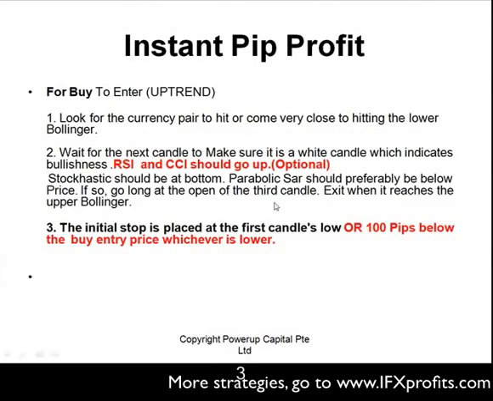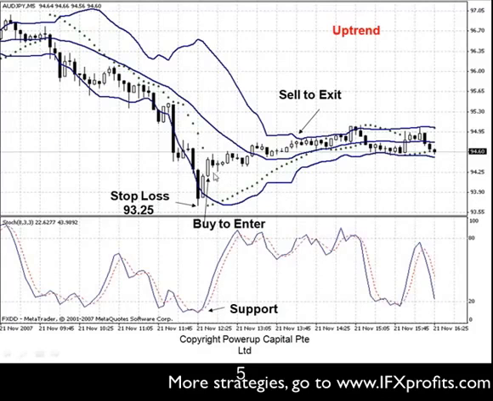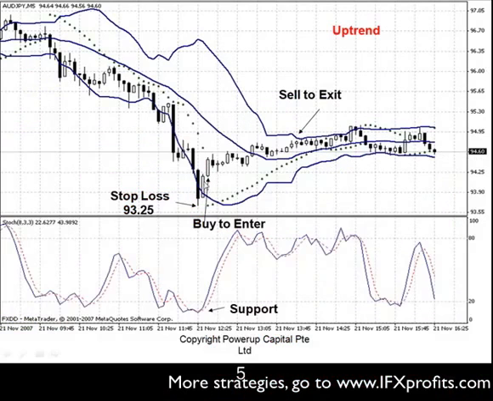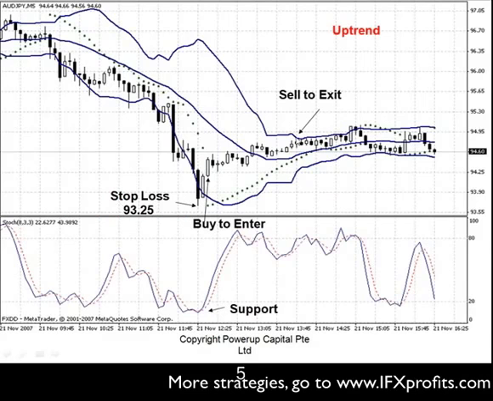Now, you will go long, which means you will buy at the open of the third candle. So you buy over here, which is the third candle. So this becomes the first, this is the second, which is a white candle, indicates bullishness, and you buy over here, which is the third candle. Subsequently, you will exit when it reaches the upper Bollinger. So in this case, you exit over here, which is the upper Bollinger. This is where you exit.